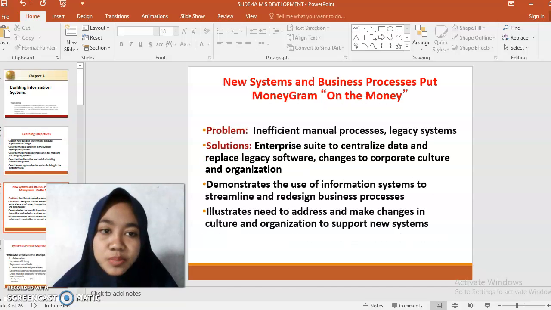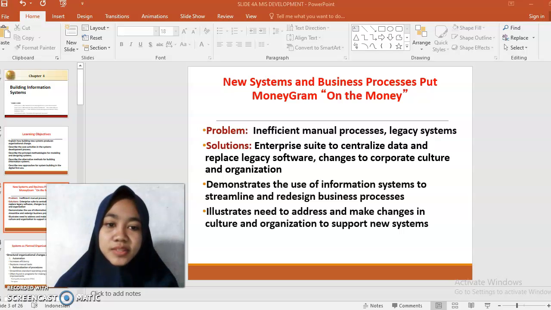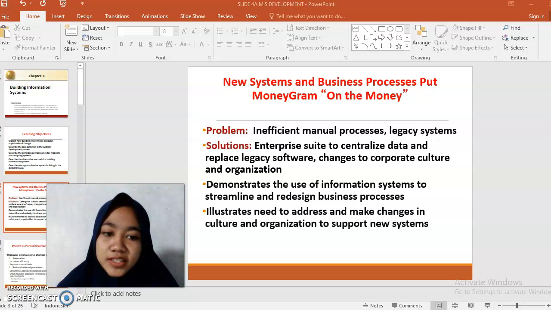New systems and business processes: both process problems at MoneyGram. Problem: inefficient manual processes and legacy systems. Solution: the enterprise switched to centralized data and replaced legacy software, changing the corporate culture and organization. It demonstrates the use of information systems to streamline and redesign business processes, and illustrates the need to address and make changes in culture and organization to support a new system.